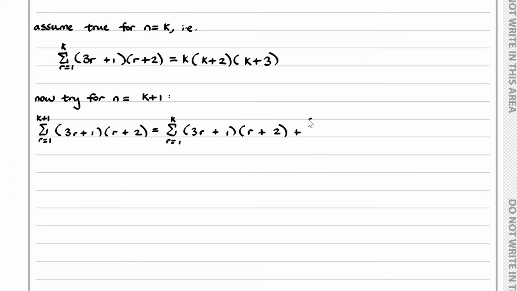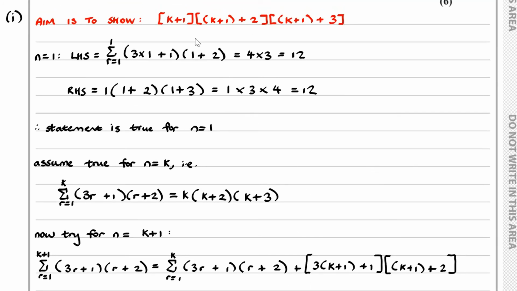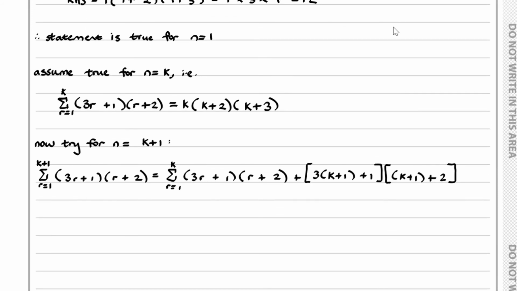So we have over here 3 lots of (k plus 1) plus 1, lots of (k plus 1) plus 2. And with this result over here, we want to show that this all simplifies to (k plus 1) lots of ((k plus 1) plus 2) lots of ((k plus 1) plus 3).